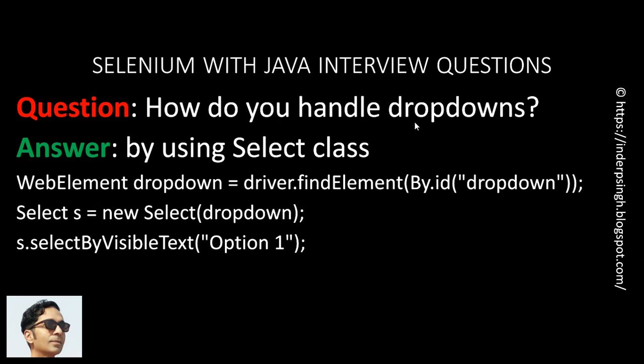How do you handle drop-downs? By using the Select class. For example, WebElement dropdown equals driver.findElement. First of all, find that element, then create a Select, Select s equals new Select, and give this web element. Once we have the drop-down, we can use selectByVisibleText and select an option.